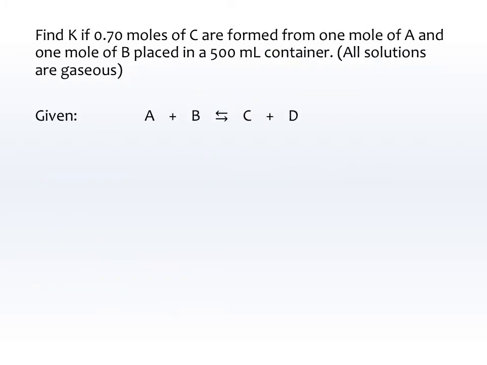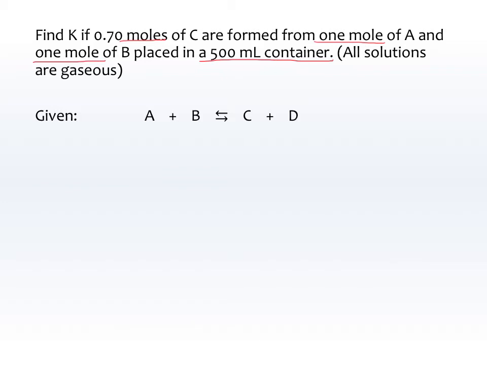Another problem. This time we're going to find K if 0.7 moles of C are formed from 1 mole of A and 1 mole of B placed in a 500 milliliter container. So notice we have a 500 milliliter container. The first thing I want to do is find the molarities, because these moles are going to trick you and you're going to think you have what you need and you don't.